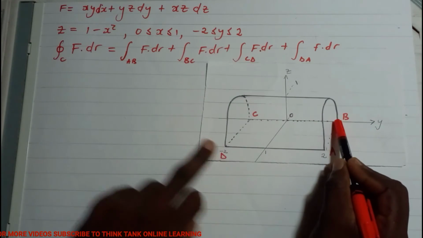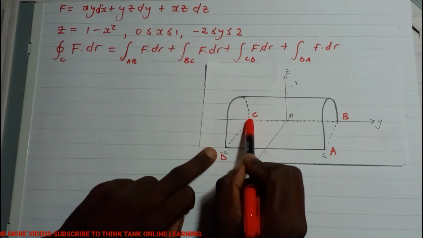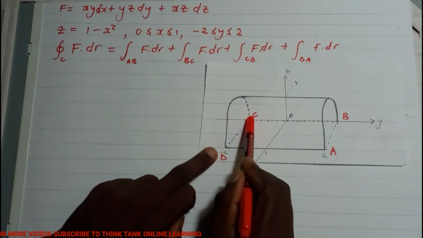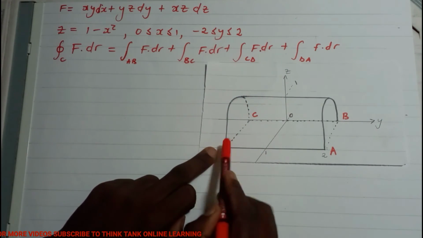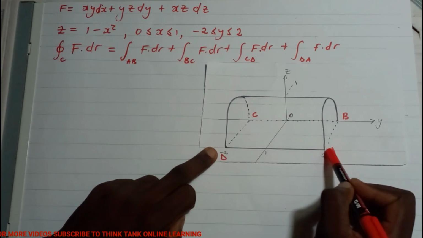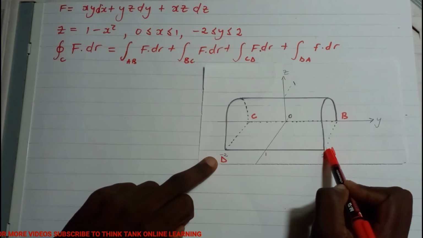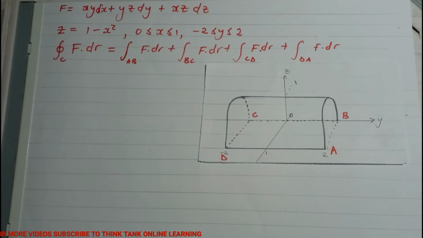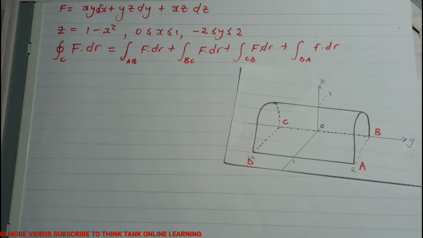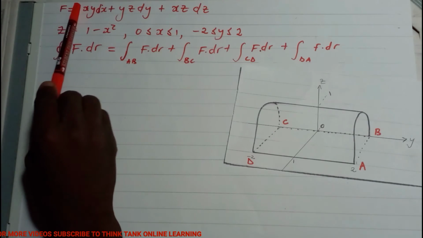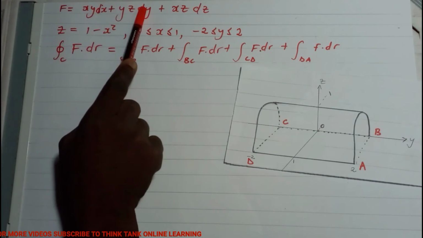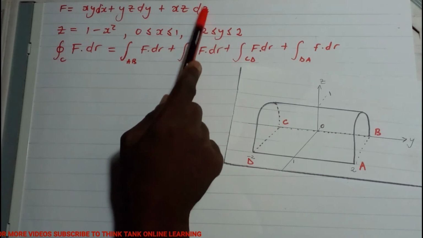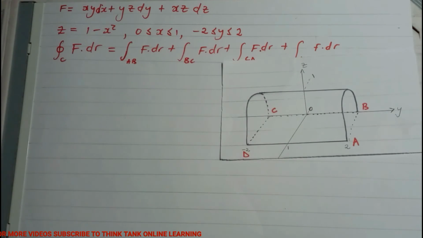Then after going to B, I'm going to go from B to C. Then from C we're coming to D. Then from D I have to go back to A so that the path is closed. And this vector is not conservative. So we're going to perform this line integral. First I'm going to start with AB. F dot dr, where dr is dx i plus dy j plus dz k. Then from A to B.